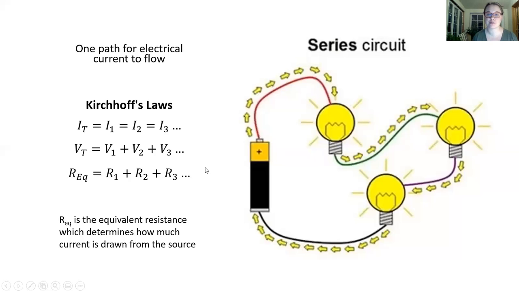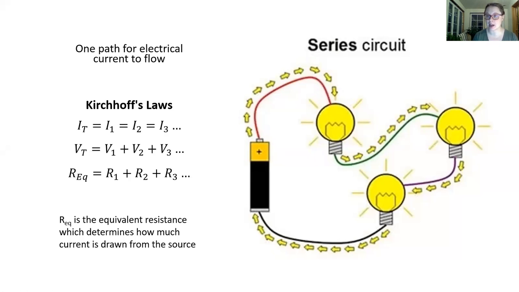a series circuit. So first of all, what is a series circuit? In this circuit, you can see that we have a battery here, and we have 3 light bulbs all connected in a single line. So we could say 3 light bulbs on a single wire. This is a series circuit.